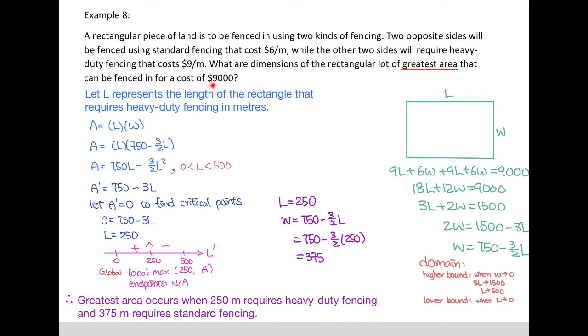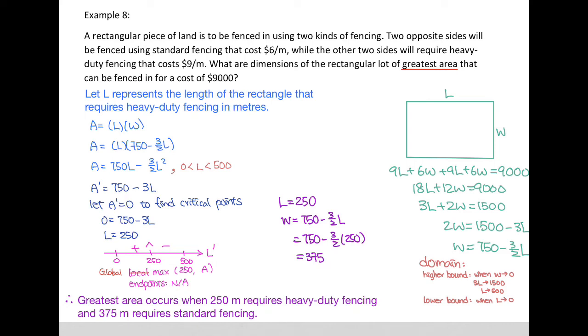I see that we have $9,000 and we have to pay for two kinds of different fencing. So I said that L represents the length of the rectangle that requires heavy-duty fencing. So now I know the price I have to pay for this side will be 9 times L. And this side will be 6 times W. Then I can create an equation just for the total cost of the fencing and collect the like terms and simplify it. I see W is 750 minus 3 over 2 L. And let's substitute the W into the equation. So now we can generate a new equation with only one variable, L.